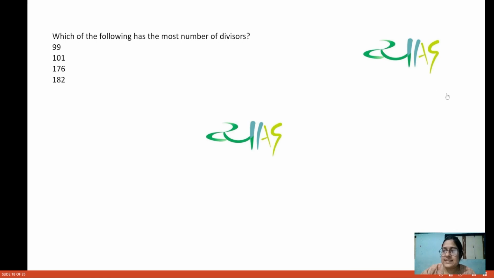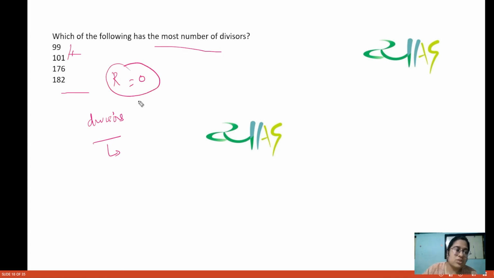Now see, this is asking which of the following has the most number of divisors. Whenever you are asked for the most number of divisors, it means numbers which on dividing these numbers give you remainder equal to 0. So what you have to do here, I already told you how to find the number of factors of a number. That is the same as the number of divisors of a number.